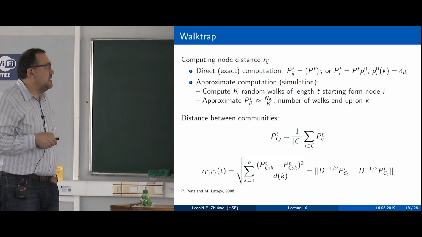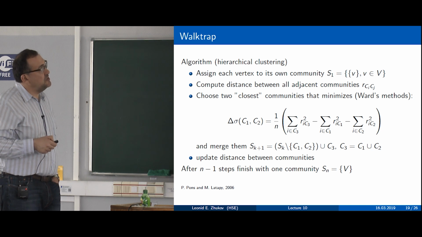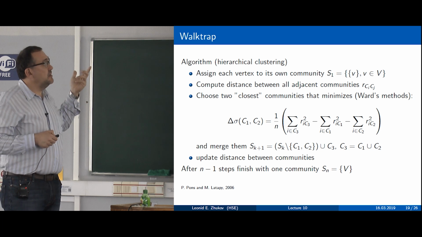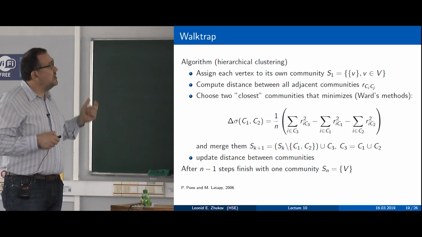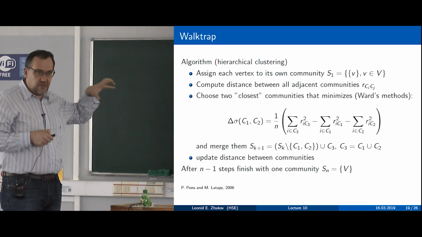And after that, you literally go back to agglomerative clustering, and you're saying, okay, this is the algorithm. Assign each vertex to its own community. The start is the same way as the previous algorithm. Then you just literally do agglomerative clustering. You compute distance between all adjacent communities, but the distance is based on this random walk.